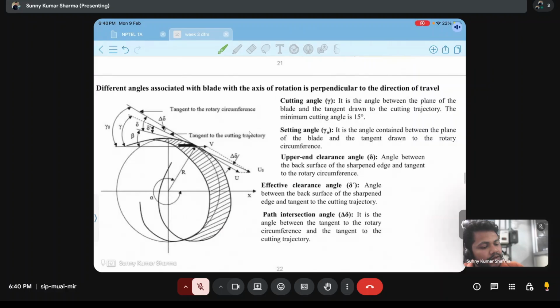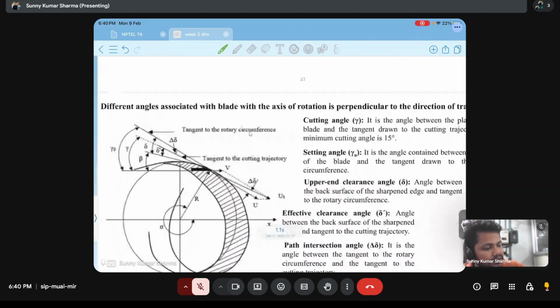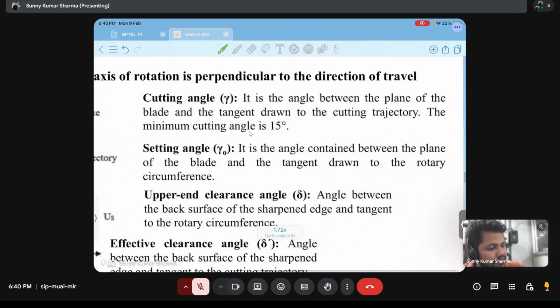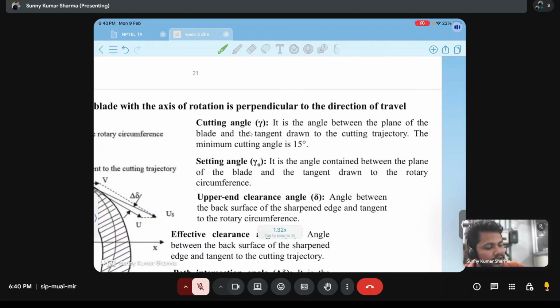So the next thing is the different types of angles associated with the blades. The different angles associated with a blade are cutting angle, setting angle, upper and clearance angle, effective clearance angle, and path intersection angle. So cutting angle lambda is this one, and it is the angle made by the cutting trajectory and the plane of the blade. Setting angle is the angle made by the plane of the blade and the tangent drawn to the rotary circumference.